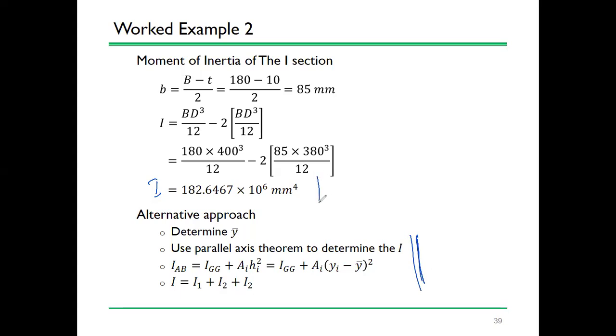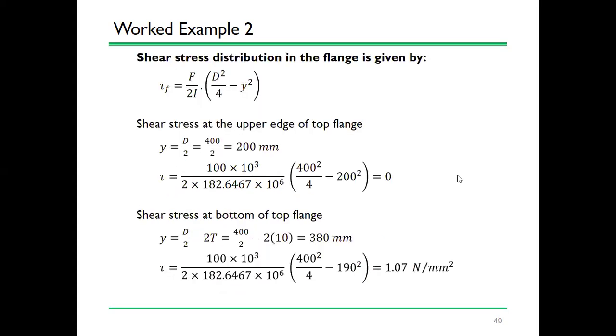Okay, so let's note the value of the I that has been calculated. So we proceed with the solution. So now with the shear distribution in the flange, if you remember our formula, this was the formula. And we say that in the flange, at the top edge of the flange, y is equal to d over 2. Okay?